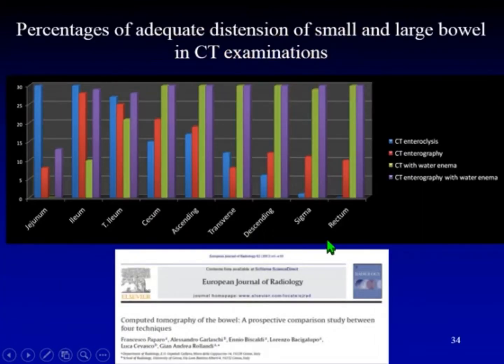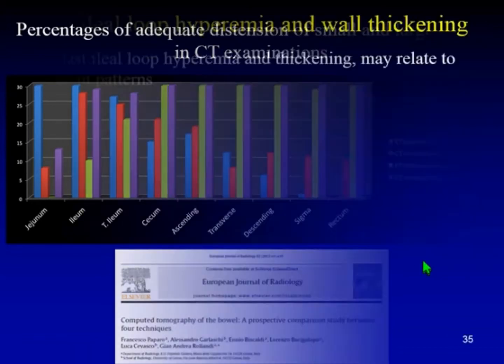In this article, we compare 4 different techniques, including CT enterography and CT enteroclysis, and we observe, please look at the purple column, that CT enterography and water enema may dilate all the GI tube, from the jejunum to the rectum, in a very acceptable manner.